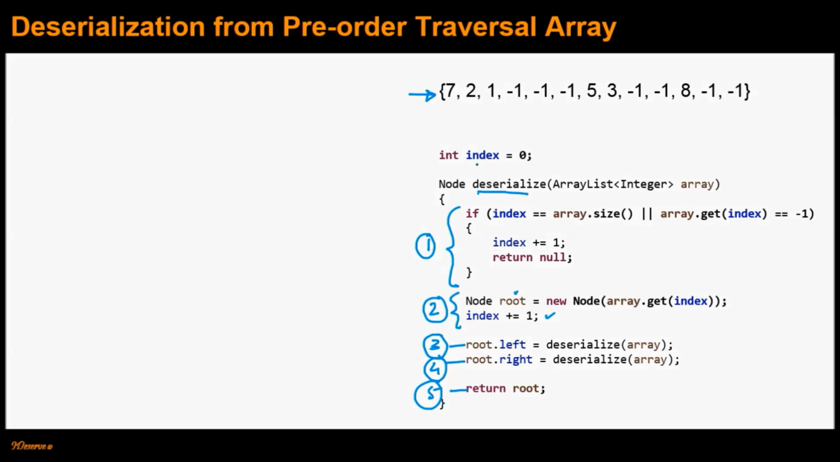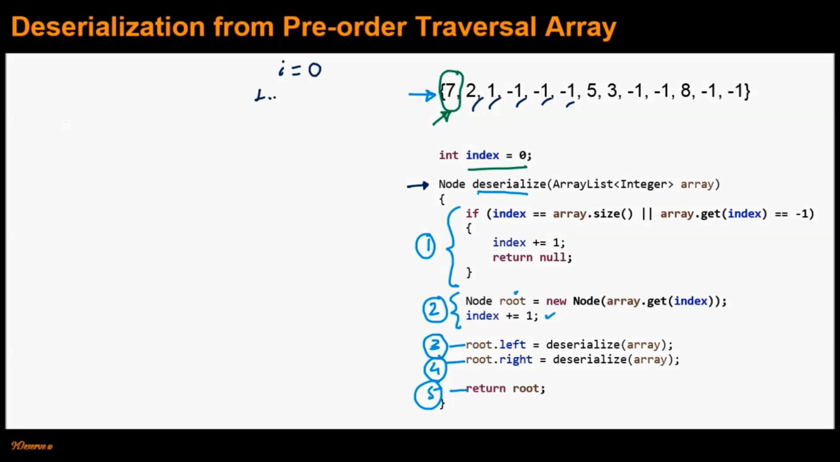To begin with, this index is initialized to 0. This index signifies which element of the given input array we are currently looking at. We start looking at the input array from the very first element, which is located at index 0. So we start looking at the input starting from element 7. Now in the very first call to the deserialize procedure, the value of index, which I am denoting by I, would be equal to 0.